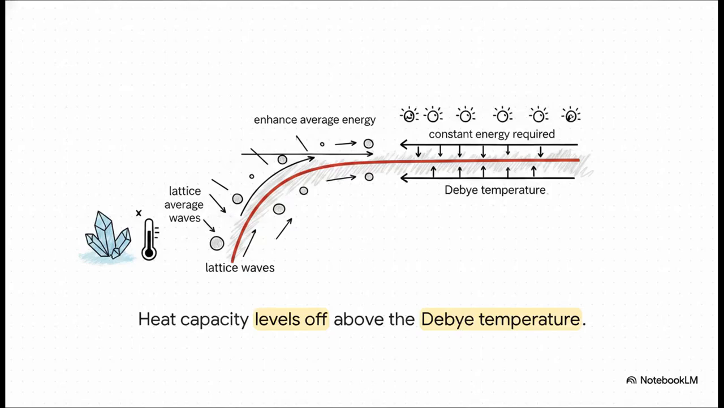Now think about how heat capacity behaves as the temperature shifts. Down at absolute zero, heat capacity is zero. As the temperature rises, it shoots up rapidly because the lattice waves have a greater ability to boost their average energy. But it doesn't just go up forever. It eventually levels off at what we call the Debye temperature. Above that specific point, even though the material is getting hotter and total energy is increasing, the actual amount of energy required to raise the temperature by just 1 more degree stays completely constant.